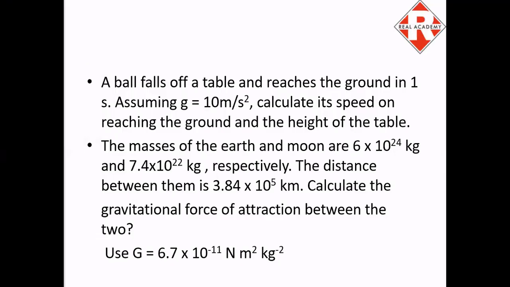Next question says the masses of the earth and moon are 6 into 10 raised to 24 kgs and 7.4 into 10 raised to 22 kgs respectively. The distance between them is 3.84 into 10 raised to 5 kilometers. Calculate the gravitational force of attraction between the two. Okay, now we want to find the gravitational force of attraction. We know the formula. F is equal to G into M1 into M2 upon R square, correct? So all the values are given. We have to find F, right?